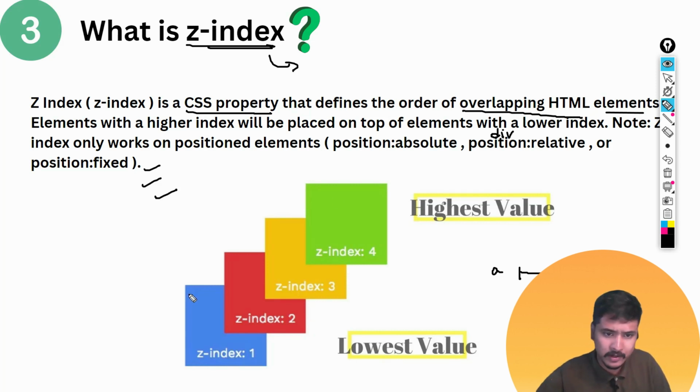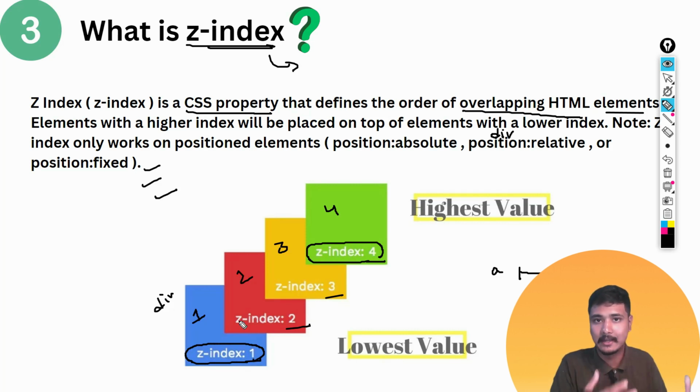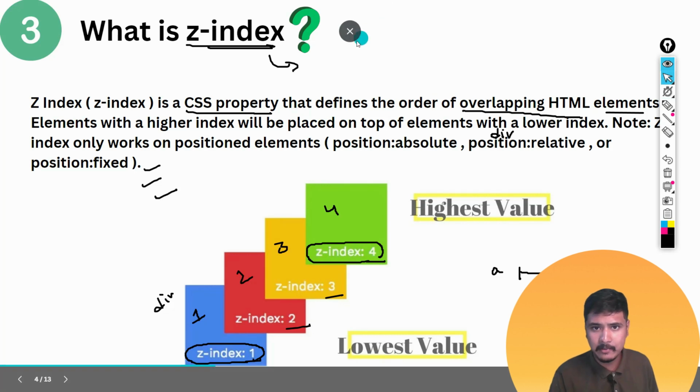Suppose you have 4 divs. You can name them 1, 2, 3, 4. Based on the Z index, the higher the Z index of a particular element is, the higher the position it would occupy. An element with a lower Z index would occupy the last position when we see these divs. I will also give you an example. Let me quickly switch my tab.